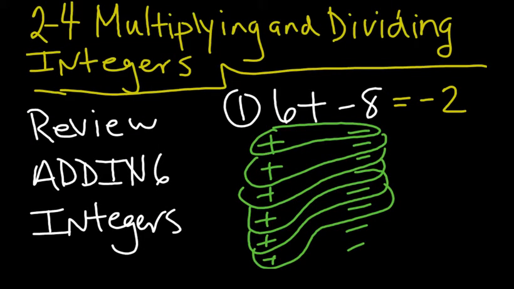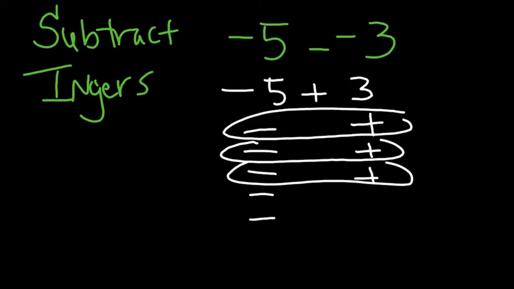Okay, 2-4, multiplying and dividing integers. First, let's review adding integers. 6 plus -8. Model it, and you have 2 negatives left over after you make the 0 pairs, -2. Now, let's review subtracting integers.